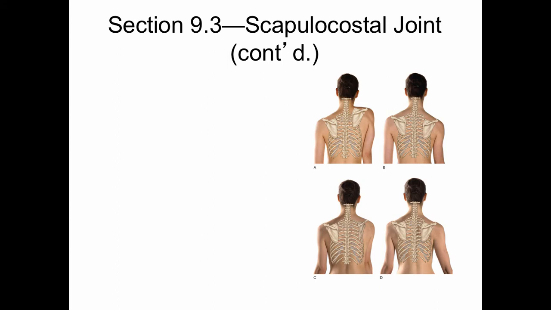Figure A shows elevation of the right scapula. Figure B shows depression of the right scapula. Figure C shows protraction of the right scapula. And Figure D shows retraction of the right scapula. These are the non-axial actions of the scapula. The left scapula is in anatomic position in all figures.